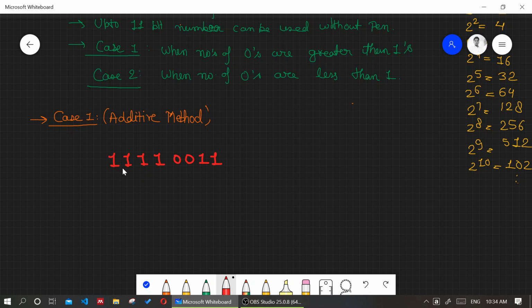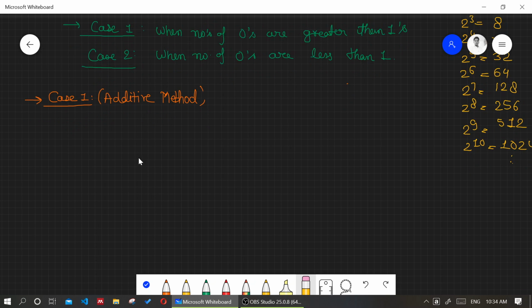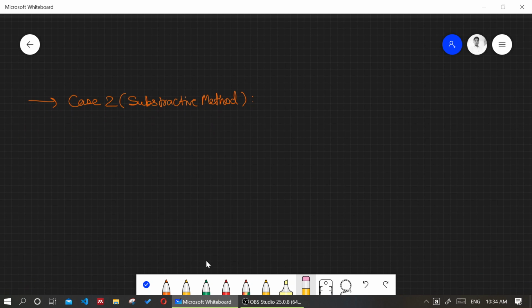So in that particular example, you can see that 1 2 3 4 5 6, in total we have 6 addition operations. So if we can replace this number of operations with some simpler method, then it will be more efficient. For that we use the second method, which is known as the subtractive method. In the subtractive method we have to memorize something different.